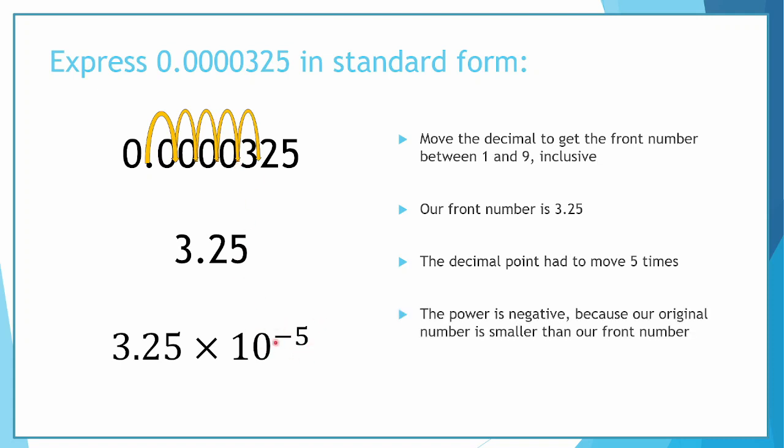But you can see here that this power is negative. And the reason this power is negative is because our original number is a lot smaller than our front number. So because our original number is smaller than our front number, our power is going to be negative. So that's how we decide whether the power is going to be positive or negative.